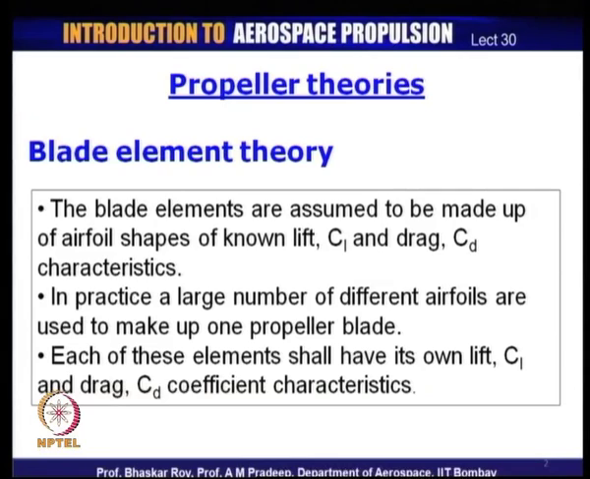The blade elements which create the propeller blade shape are assumed to be made up of aerofoil shapes. Now, these aerofoil shapes can actually vary from root to the tip of the blade. So, along the length of the blade, the aerofoil shapes can vary quite a lot really, and as a result their CL and CD characteristics would also vary substantially from the root of the blade to the tip of the blade.